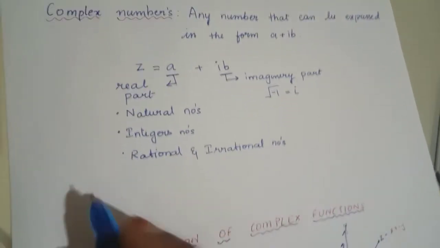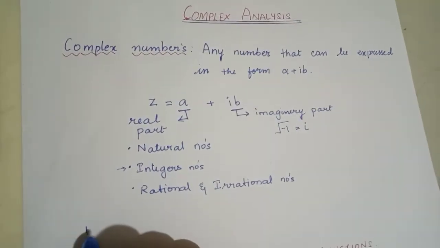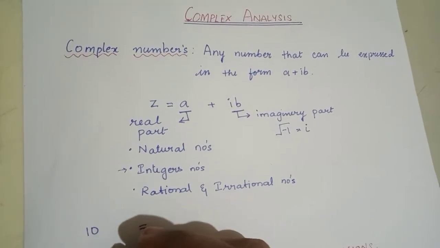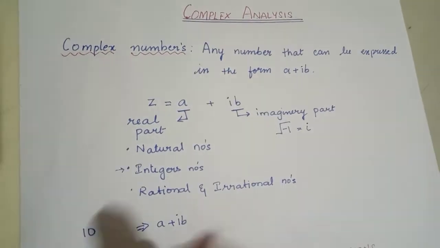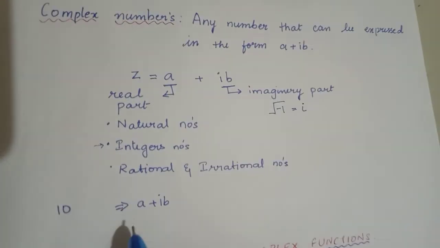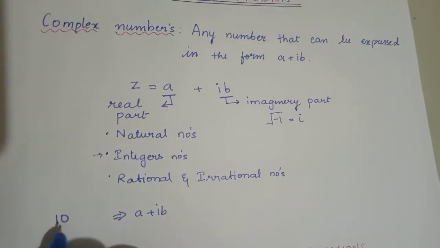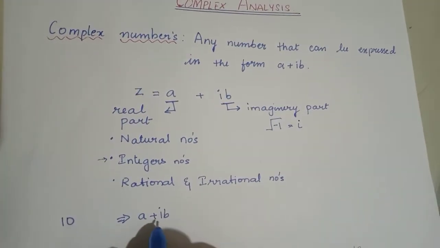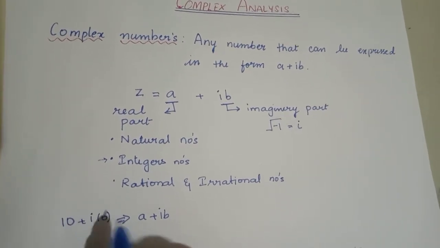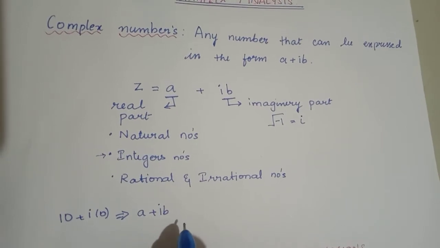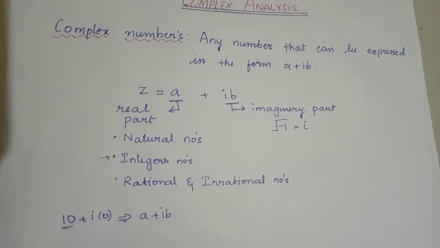Now consider an example where we take an integer, for example 10. Can you express this in the form of a complex number, that is a plus ib? Here we have only 10, but we are asked to express it in complex form. Here we can express 10 by writing 10 plus i into 0, because we don't have any imaginary part here, so a real number can be expressed in the form of a complex number.